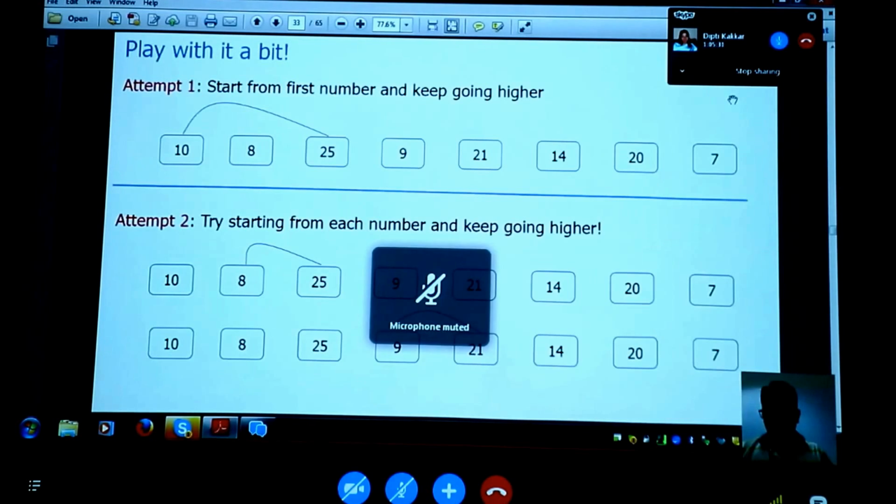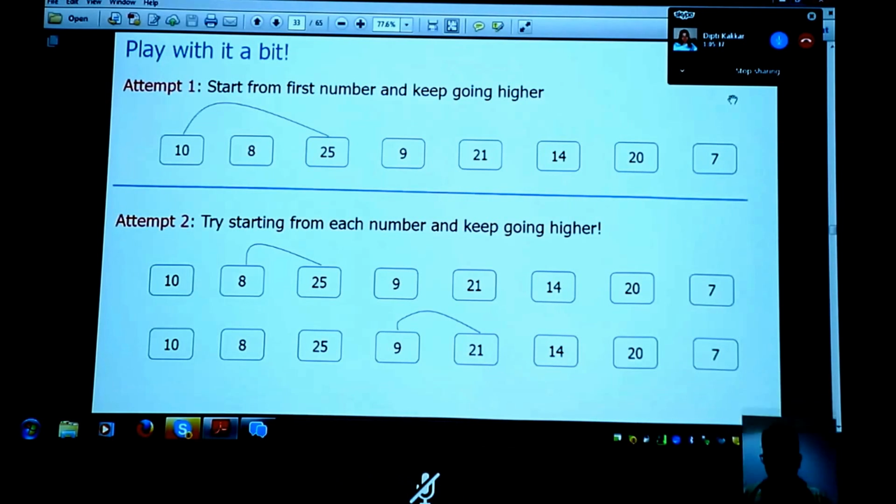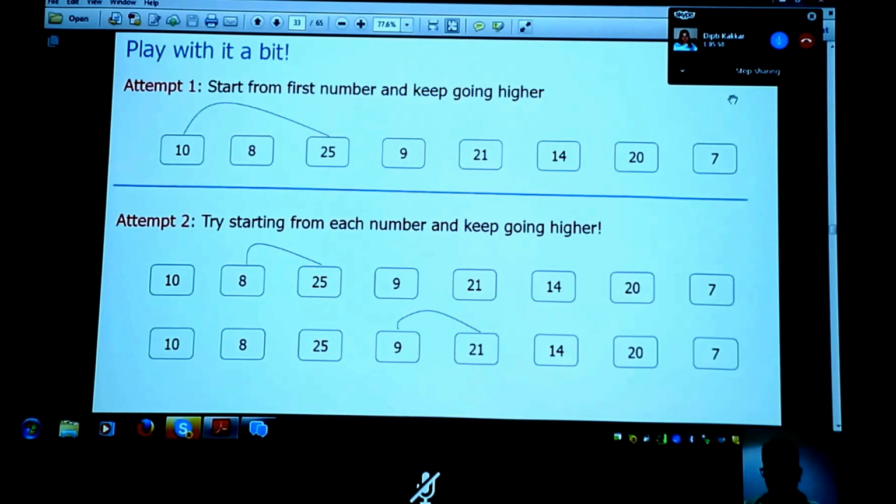So now let's see how to design an algorithm. Let's play with it a little bit. So here is my attempt 1. Let's start from the first number and go to the next biggest number, right? And see how far you can go. So start from 10, 8 you cannot pick, 25 yeah, jump there, and that's it. The sequence will stop because all these other numbers are lesser than 25. You're not able to go further.